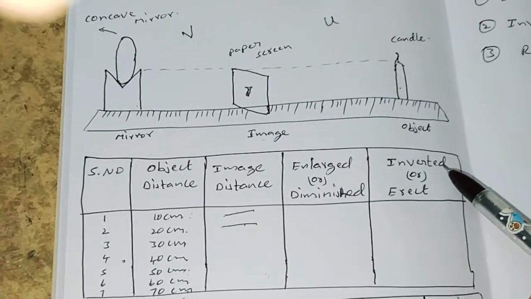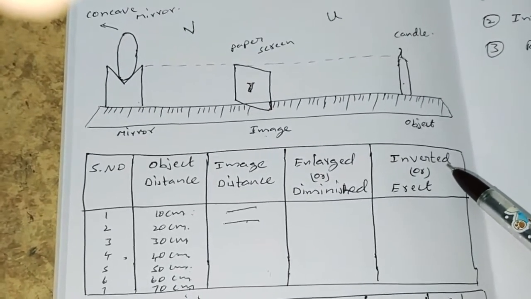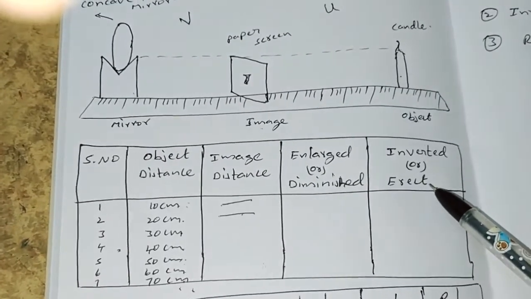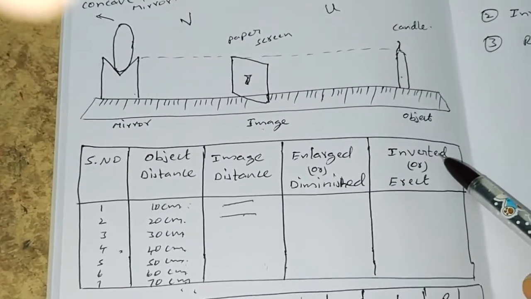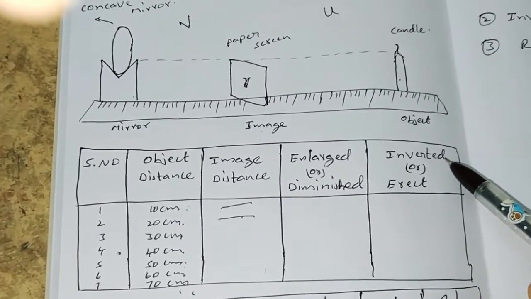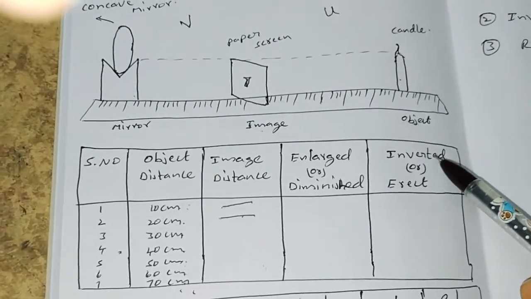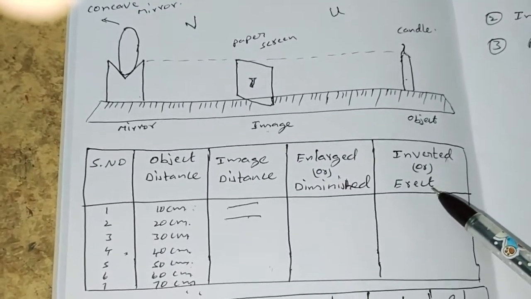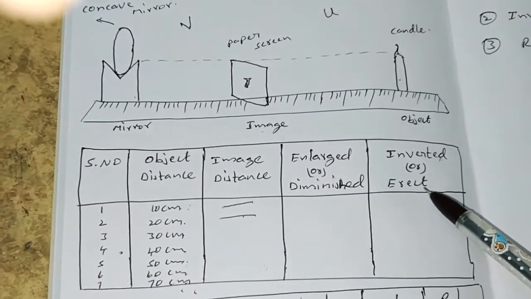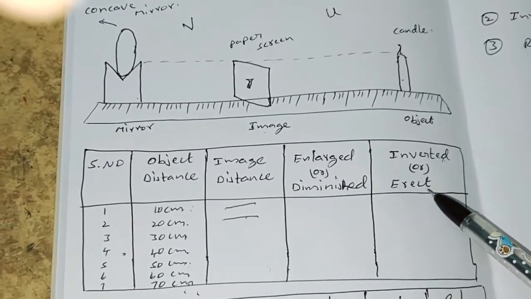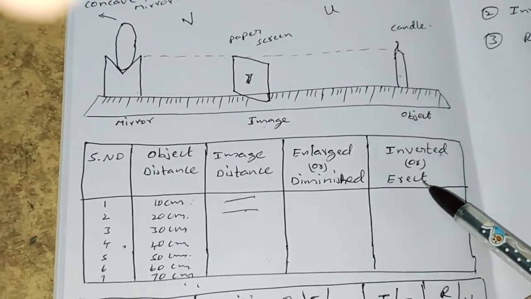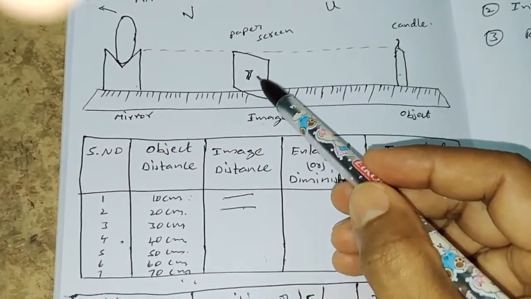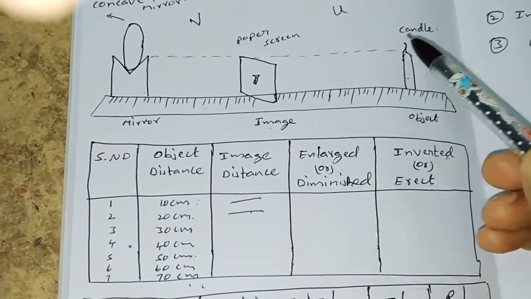Then you have to analyze the image once again. Is it an inverted image or an erect image? Inverted image means that if the image appears in a reversed position, then that image is called an inverted image. If the image appears as it is, then that type of image is called an erect image. Like that, you have to analyze this image of the flame, the image of the object.